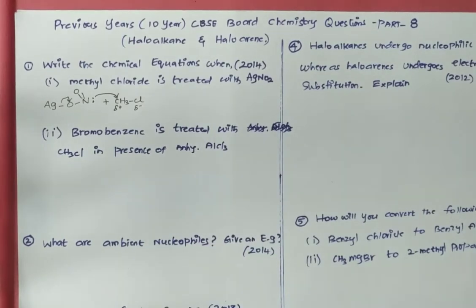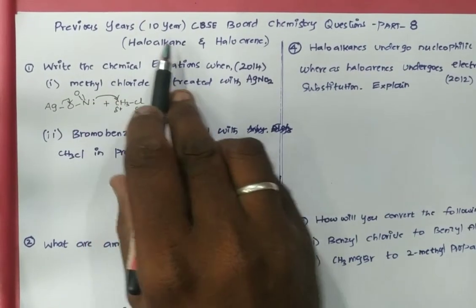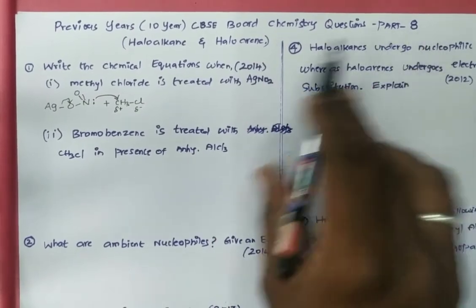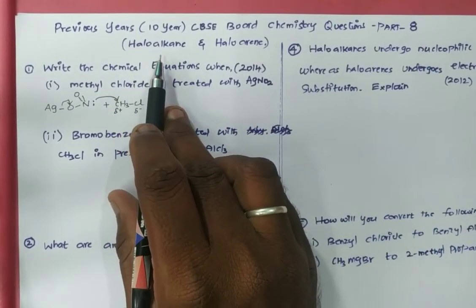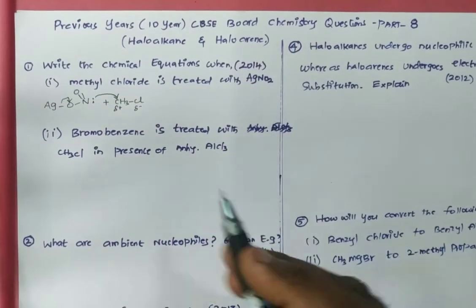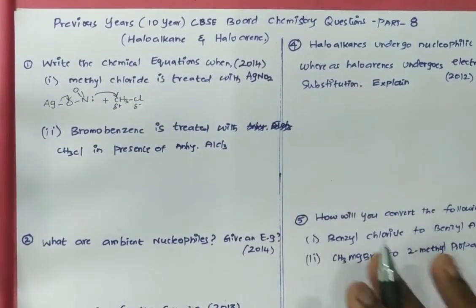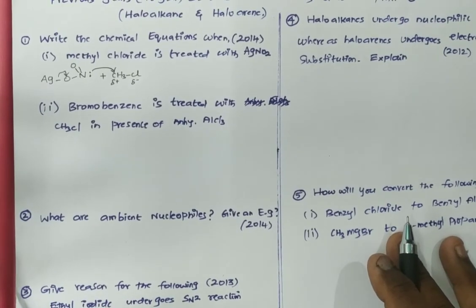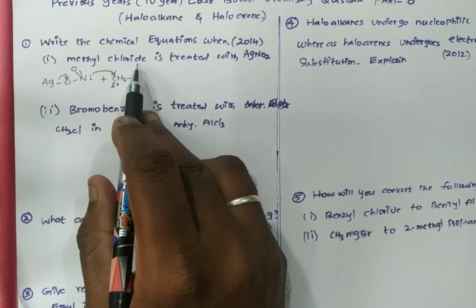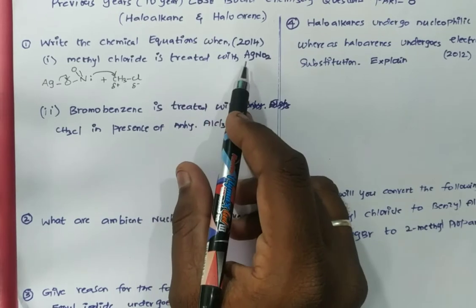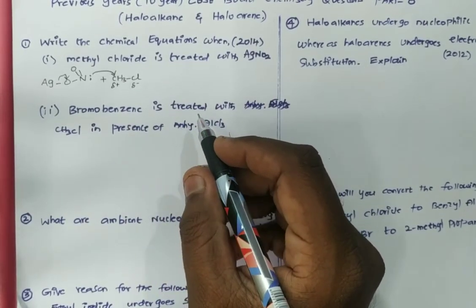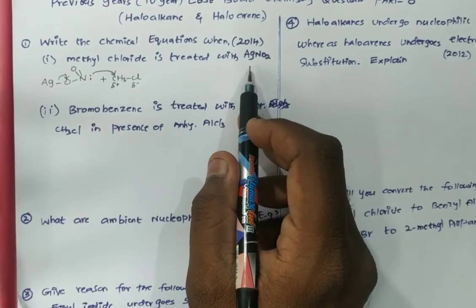Today we are going to talk about the previous years, that is, the last 10 years of CBSE Board Chemistry questions, Part 8, in which we are going to discuss the haloalkanes and haloarenes chapter. Question number 1: write the chemical equation when methyl chloride is treated with AgNO2, that is silver nitrite. It's not nitrate, it's silver nitrite.